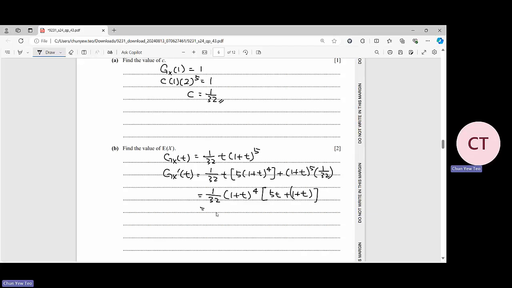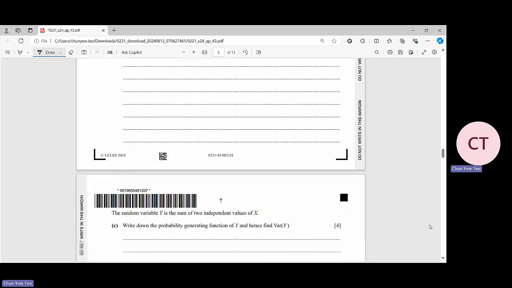So expand and simplify. At the end, you get 1 over 32, (1 plus t) to the power 4, (6t plus 1). To find your E(X) is actually the G prime of 1. So you will just have 1 over 32, 2 to the power 4 and 7, and your answer will be 7 over 2. That will be the answer for part B.